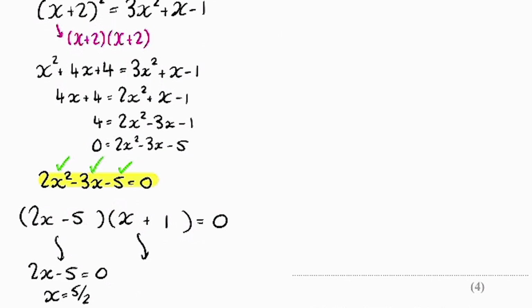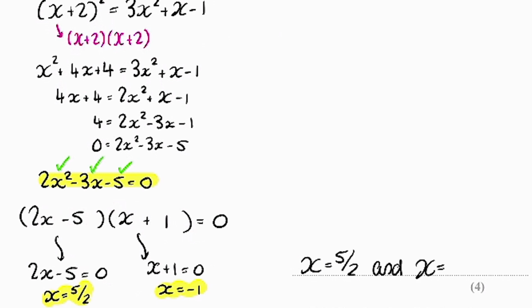Let's have a look at this one. If we imagine this is the bracket that's 0, we've got x plus 1 equals 0. So rearranging that, we get x equals minus 1. And then we have it, our two values for x. So our possible values, where h of g of x equals 3x squared plus x minus 1, are x equals 5 over 2 and x equals minus 1.